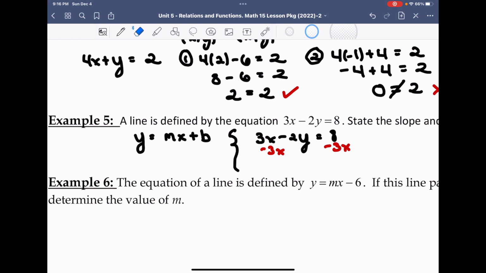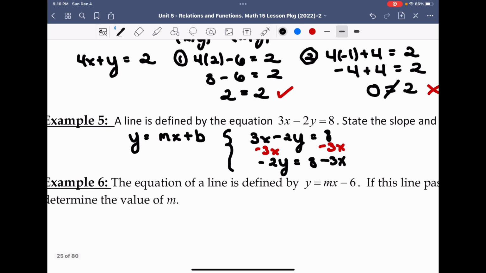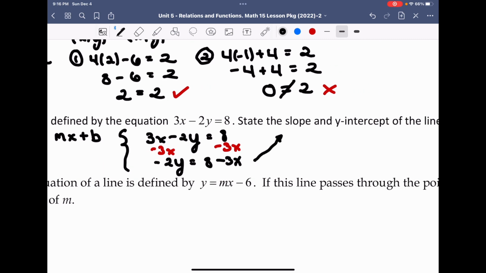Negative 2y is equal to 8 minus 3x. I'll carry this off to the side here. We have negative 2y is equal to 8 minus 3x. We'll divide both sides by negative 2. And if I divide both sides by negative 2, I get y is equal to 8 divided by negative 2, which is negative 4. Negative 3x over negative 2 gives me a positive 3x over 2.